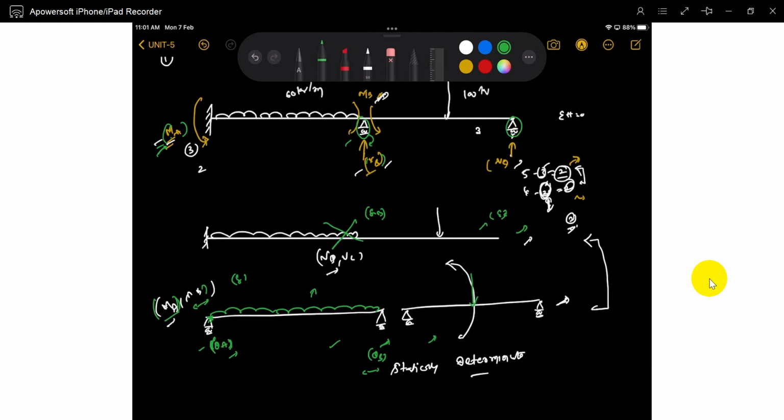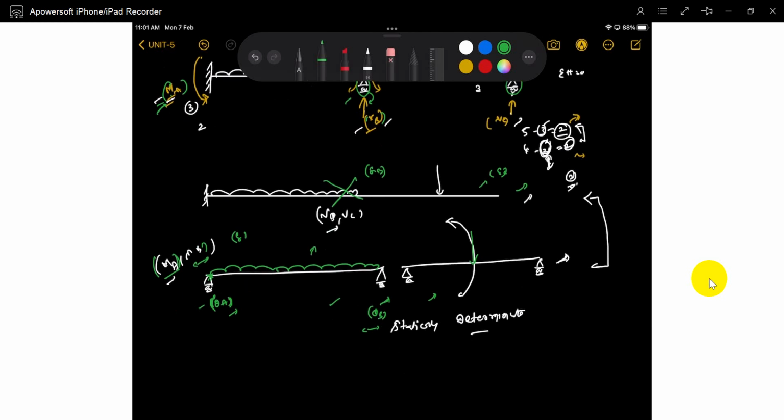Okay, I will do that part only today. The remaining part I will do tomorrow. So how can you find out theta A and theta B? You can find it directly if you know the formula. It's a simply supported beam.